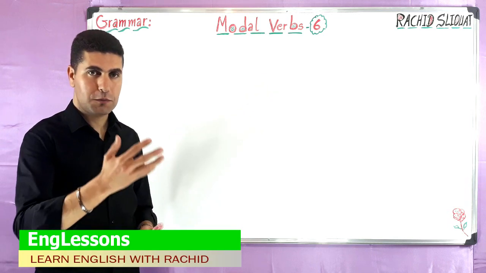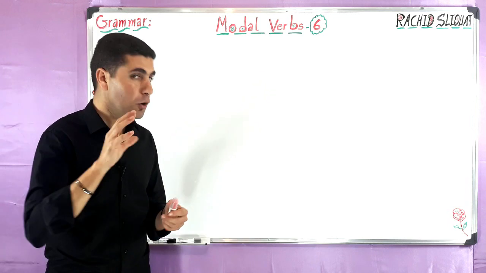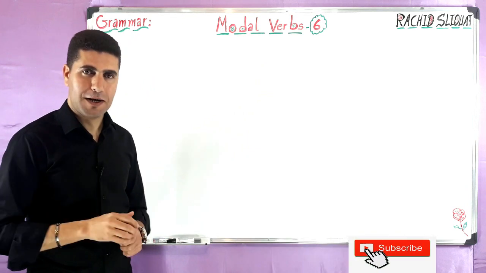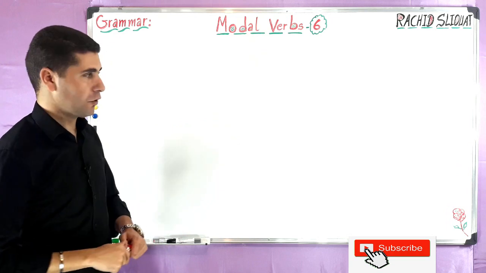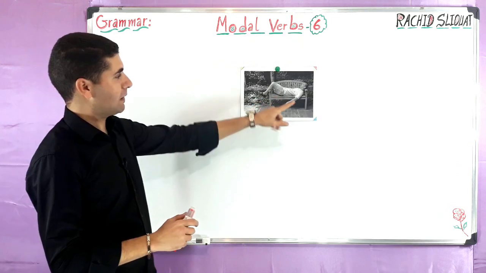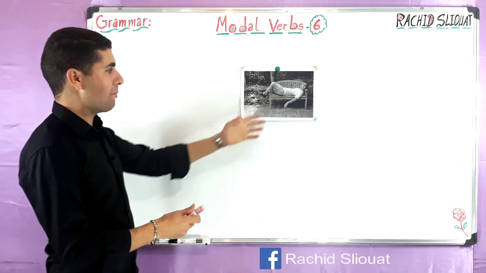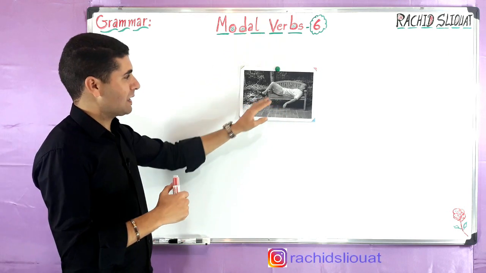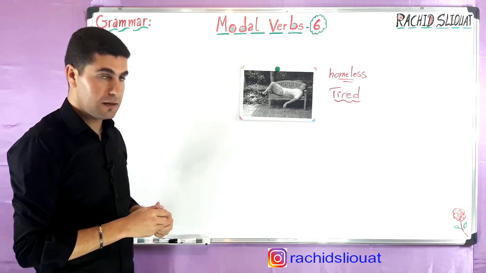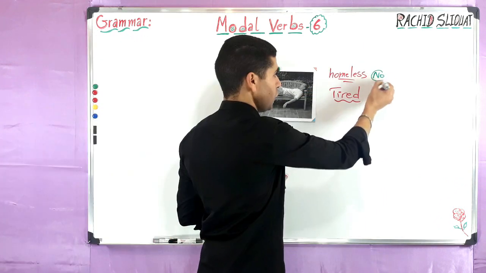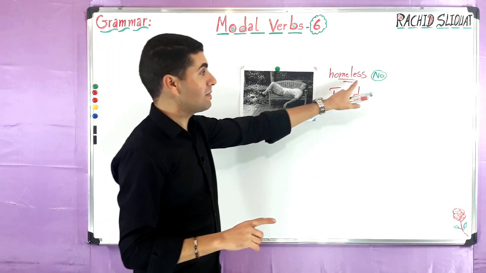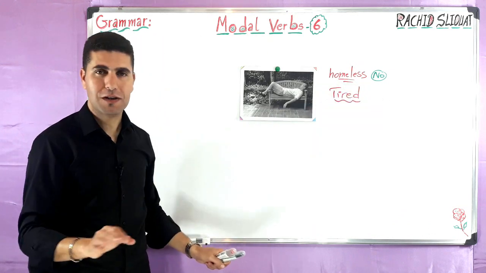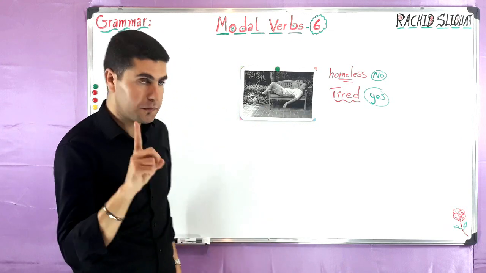In this episode we are going to see other modal verbs of another function. Alright, so let's look at this picture. As you can see here we have a man sleeping on a bench in a garden. Why do you think this man is sleeping here? Is he homeless? For sure, no. Certainly he is not homeless. Is he tired? Yes, sure. But he is not homeless.